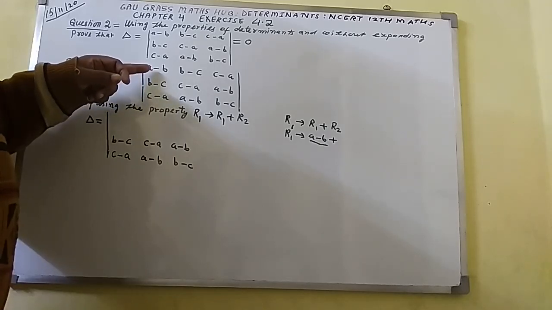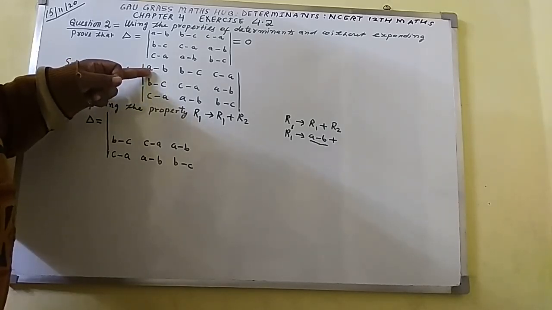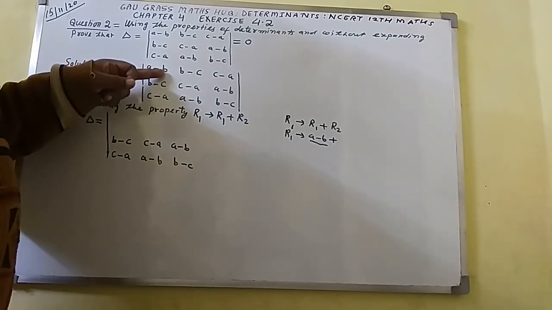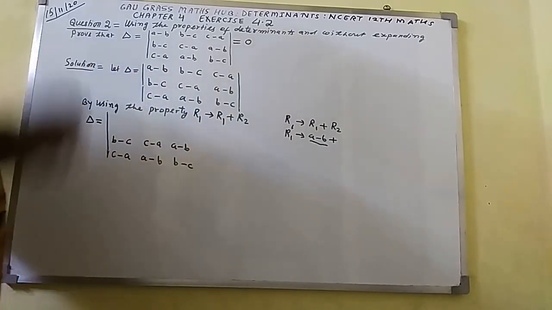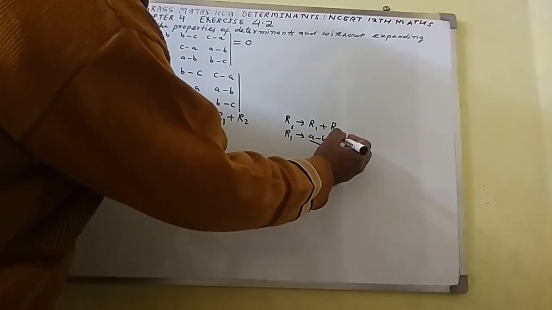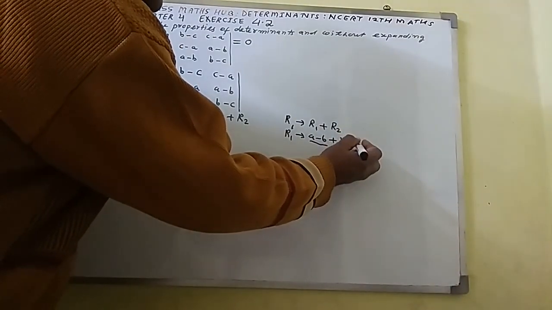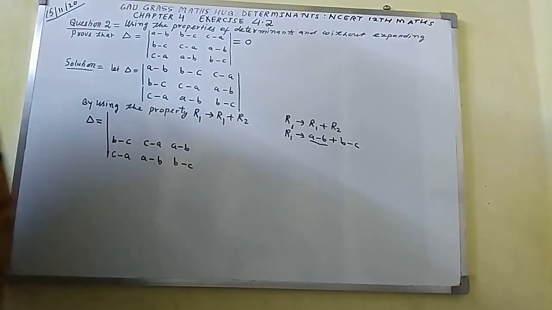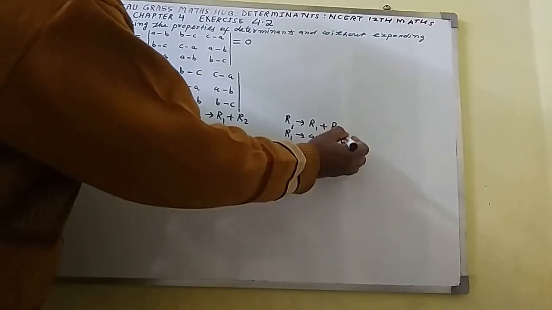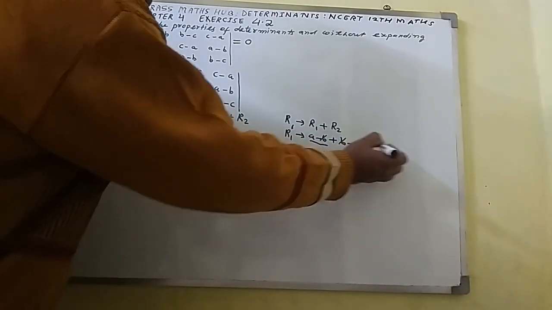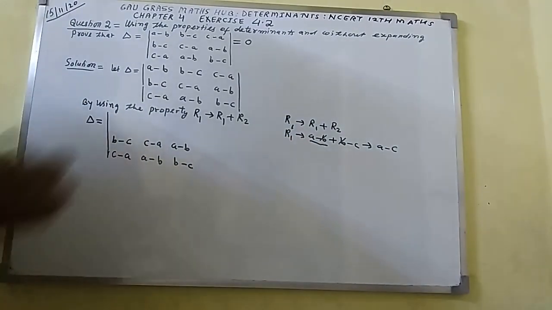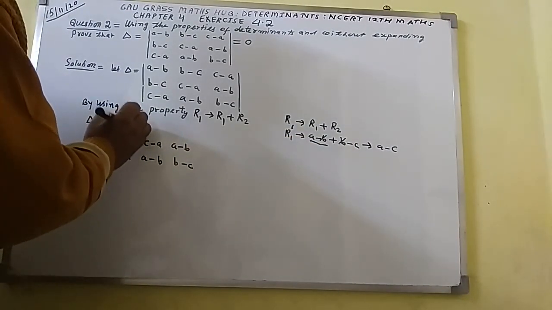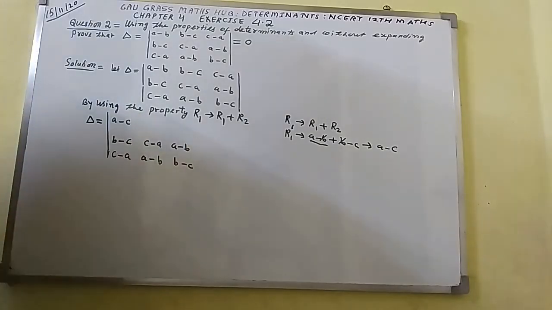Then the corresponding element of A minus B in the second row will be B minus C. So here write B minus C, because here R2 is there. So this will be cancelled out. You will get here A minus C. So here you will write A minus C.